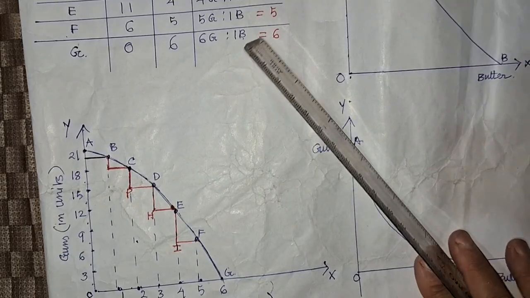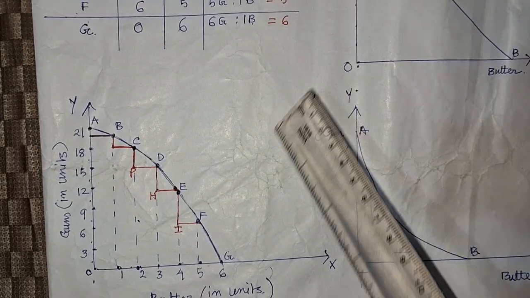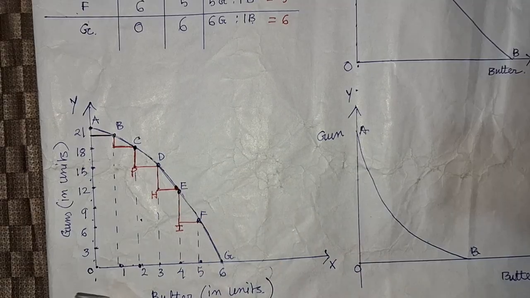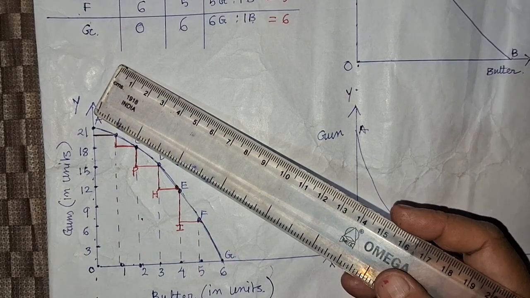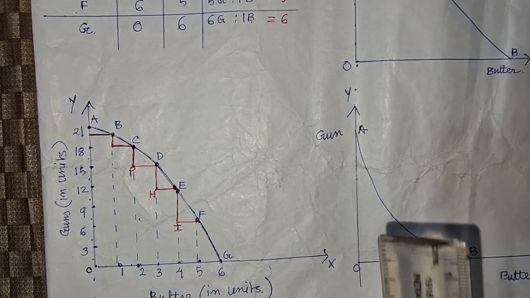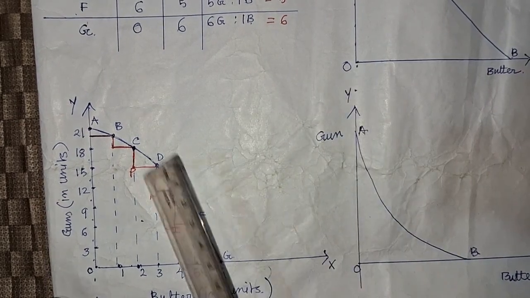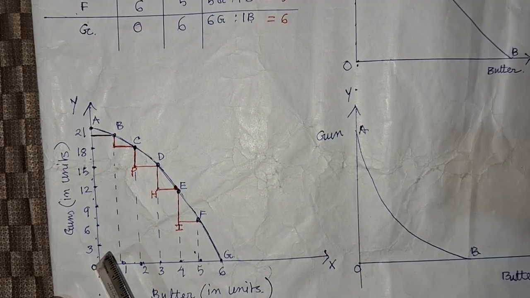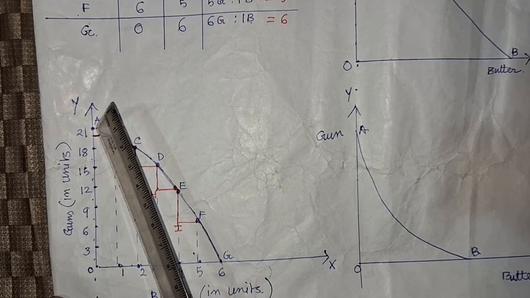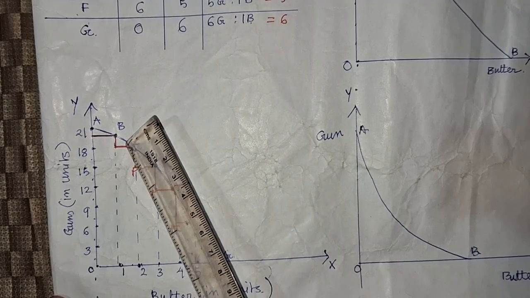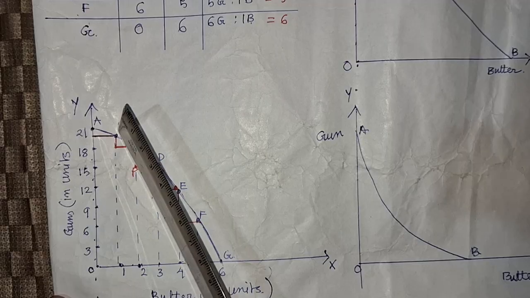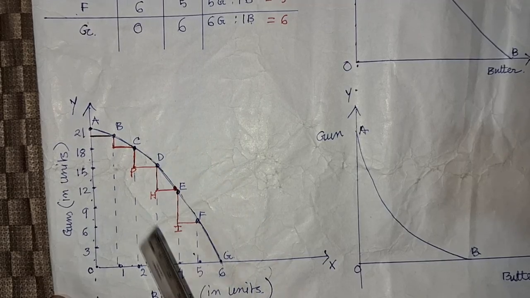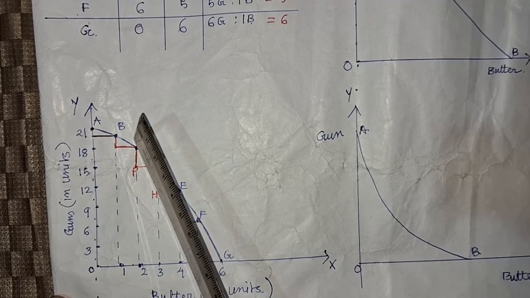Here I have already drawn the PPF, where we have plotted the points. Butter is measured along the horizontal axis, guns are measured along the vertical axis, and we are measuring the points. Point A is 0, 21, that is 0 units of butter and 21 units of guns. Next at point B, butter 1 and gun 20. At point C, butter 2 and gun 18.